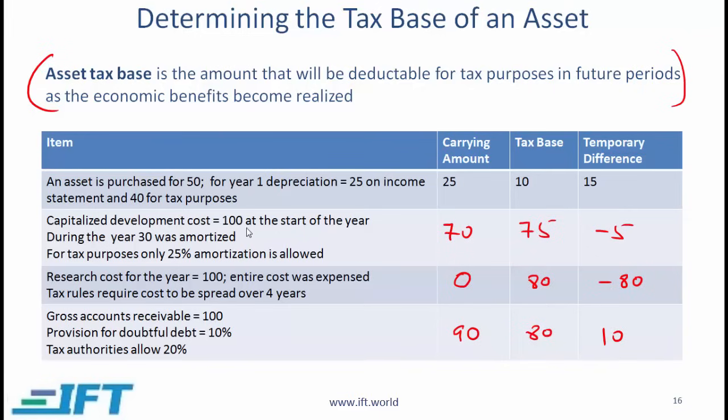Here is what you should come up with. The capitalized development cost is equal to 100 at the start of the year. During the year, 30 was amortized, which means that on the financial reporting side, we have a carrying amount of 70 at the end of the year versus a tax base of 75, because for tax purposes, only 25% amortization is allowed. The temporary difference is 70 minus 75, which is minus 5. The rest of the numbers are fairly obvious.